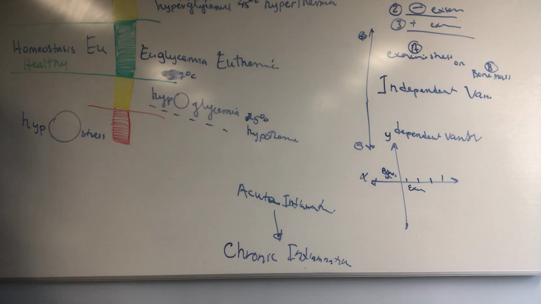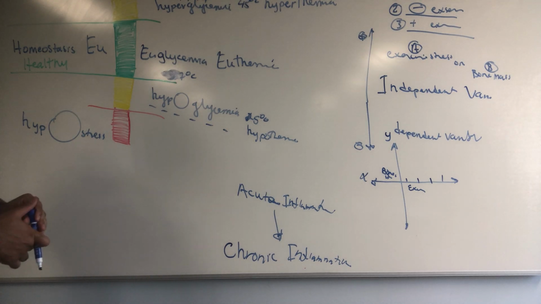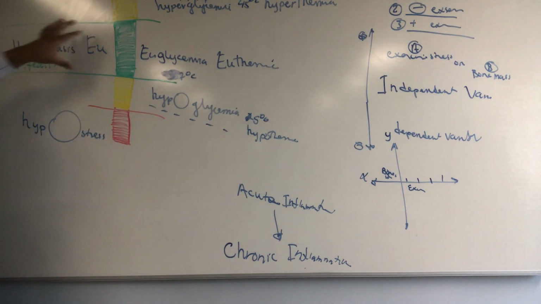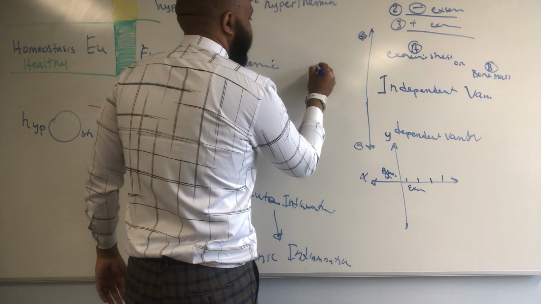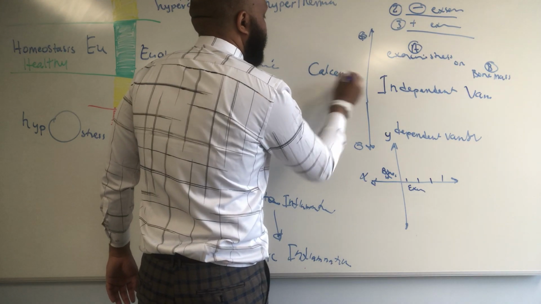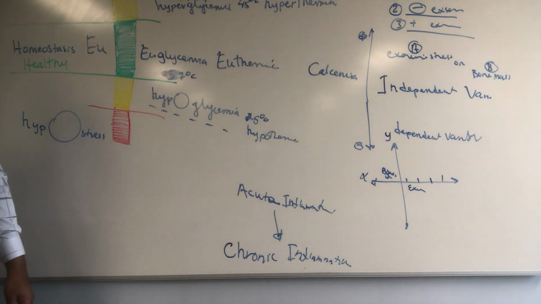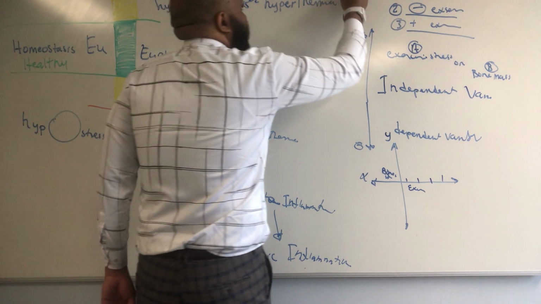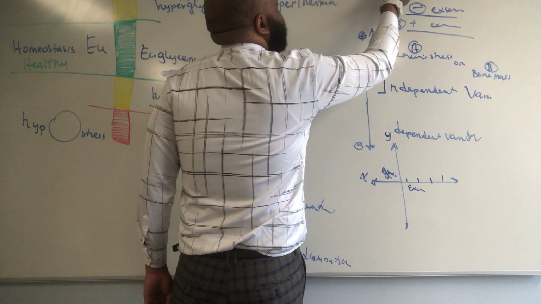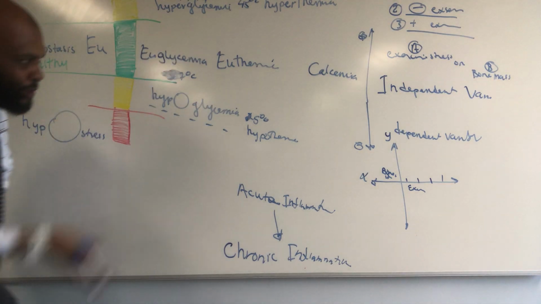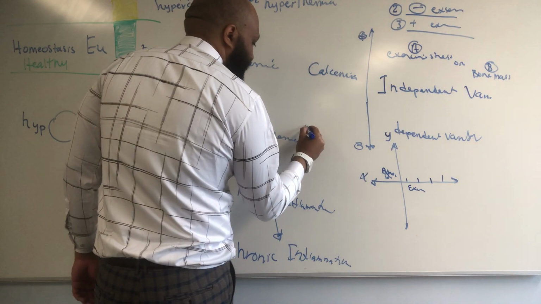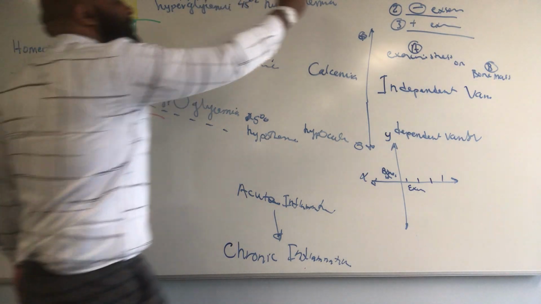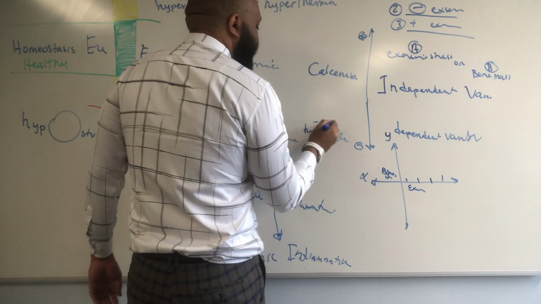Let me give you one last variable. How about calcium? Calcium has a normal green homeostatic range, known as calcemia. If there is so much calcium in your blood, that is known as hypercalcemia. If there is too little calcium in the blood, that leads to hypocalcemia. Both are bad. Too much calcium is bad. Too little calcium is bad.